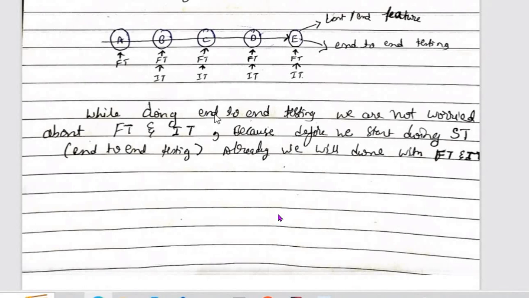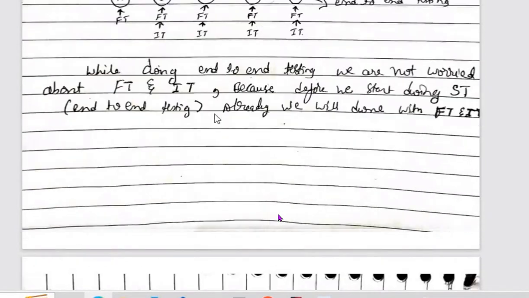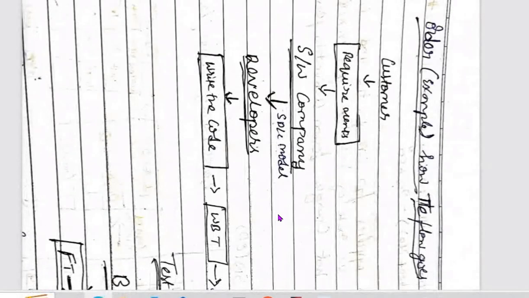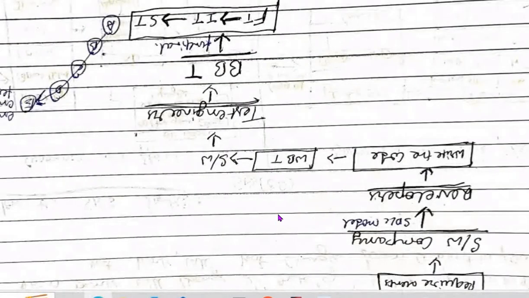While doing end-to-end testing, we are not worried about functional testing and integration testing, because before we start system testing, we will already have done functional and integration testing. Only after that do we move towards system testing. This is the order the company is going to follow.